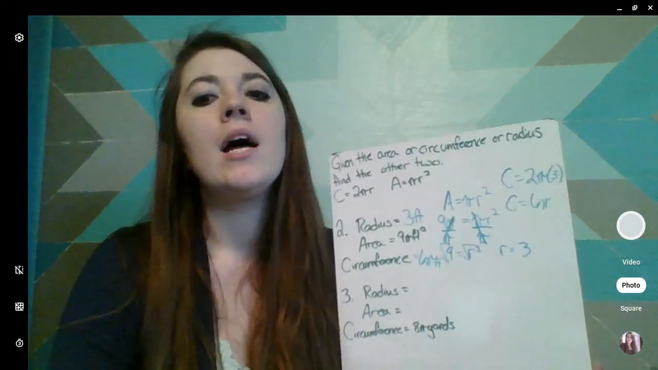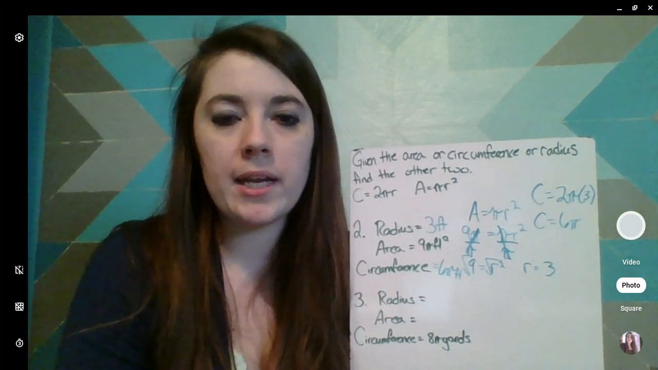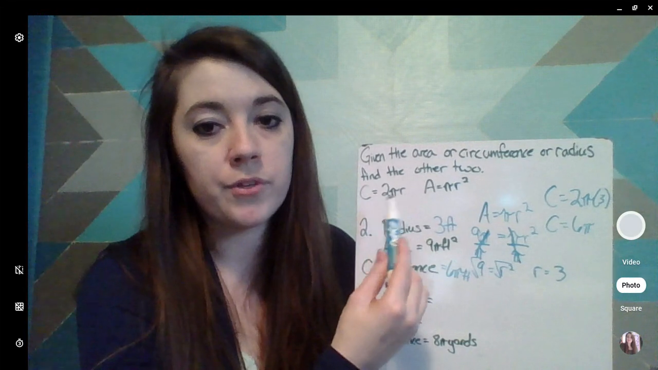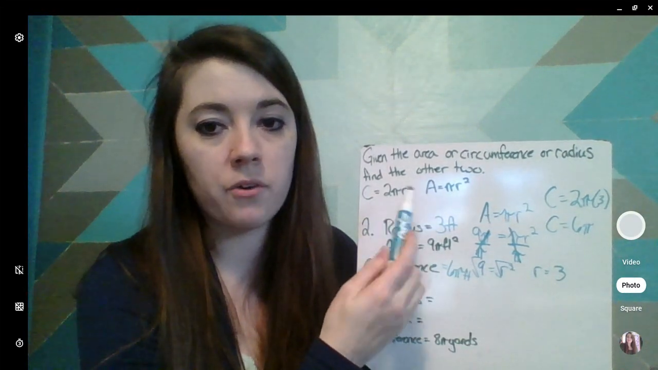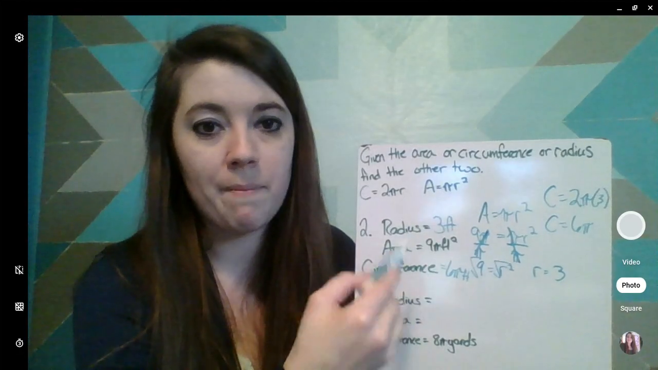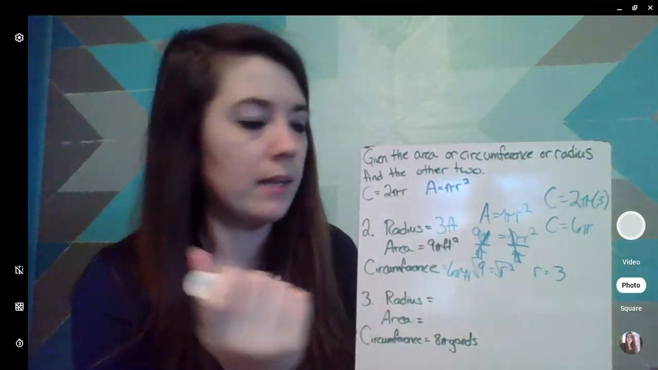So it's all about solving for the radius first from what you're given, using these 2 equations. If you don't have these 2 equations written down, I suggest you get them written down because they're going to be very beneficial in your solving.